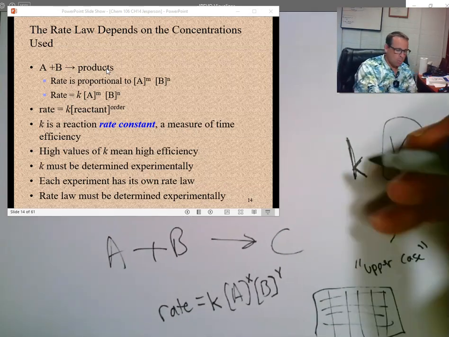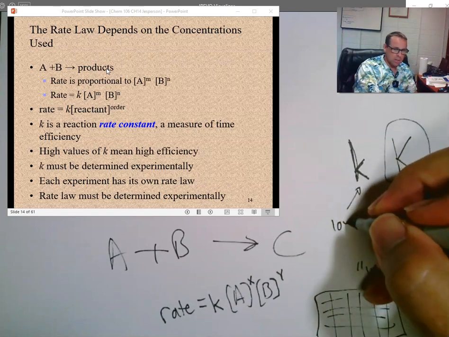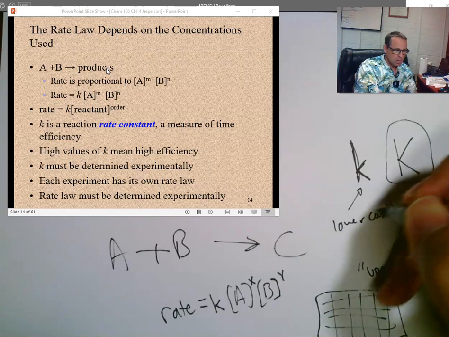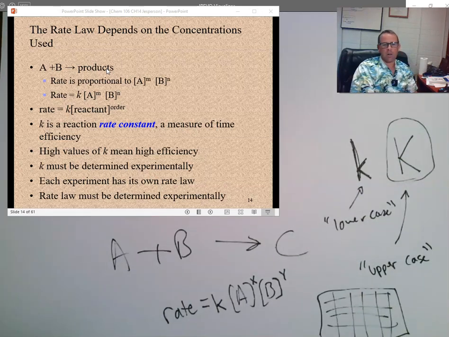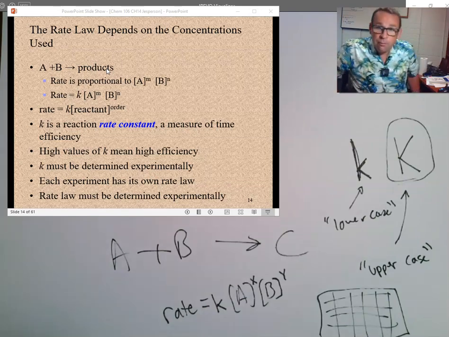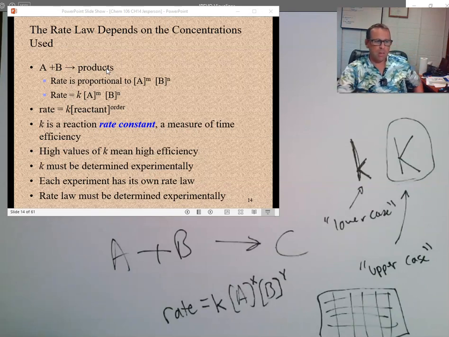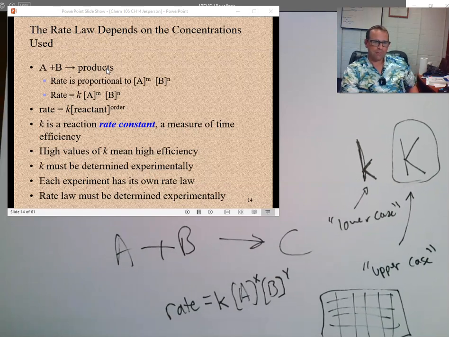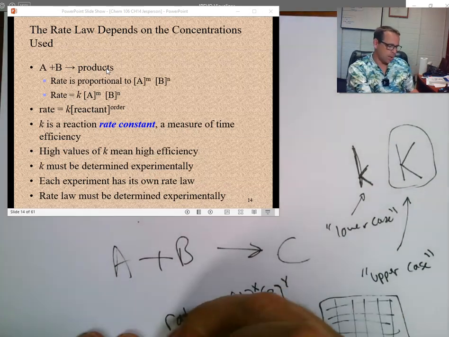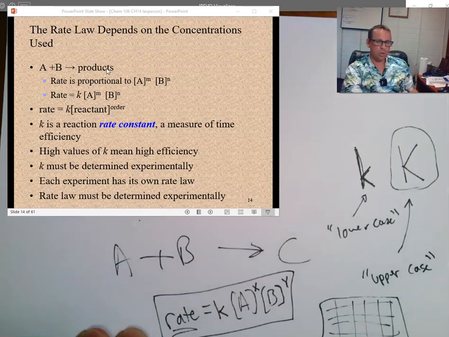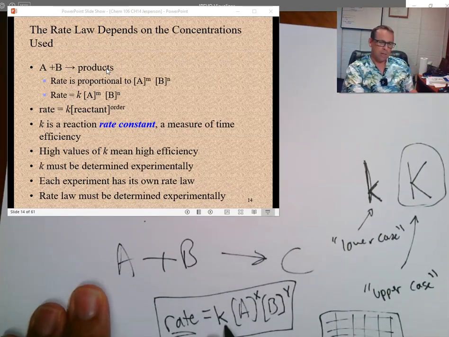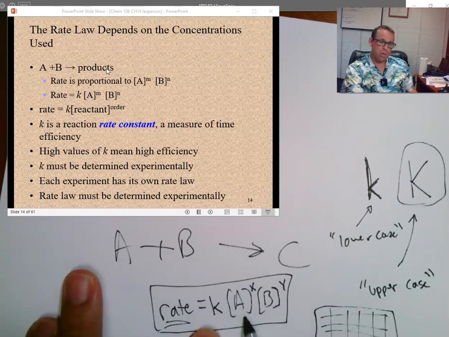uppercase. And I want to draw your attention to the fact that this is a lowercase k. And lowercase k's are what are used to represent rate constants. That can be very important to understanding what people are talking about. When they use a lowercase k, they're referring to a rate constant. So, our rate law contains all of this: the word rate, a rate constant, the concentration of A raised to a power times the concentration of B raised to a power.